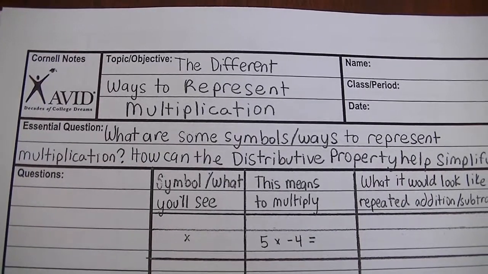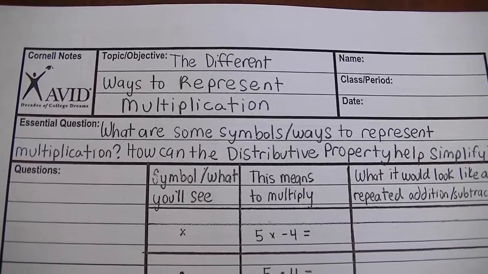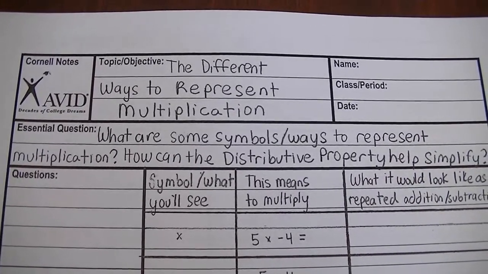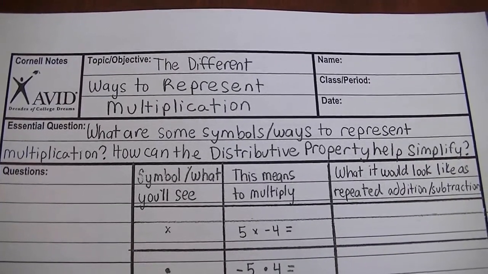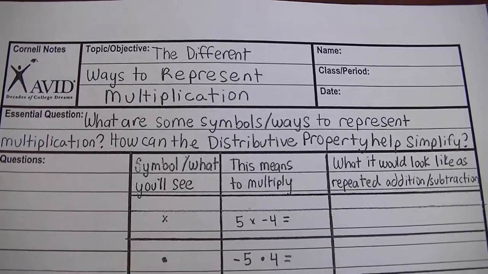The topic is the different ways to represent multiplication. The essential question is, what are some symbols or ways to represent multiplication? And how can the distributive property help simplify?